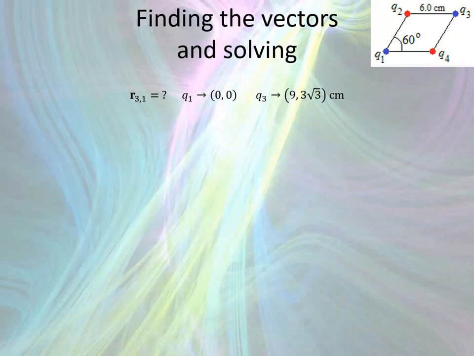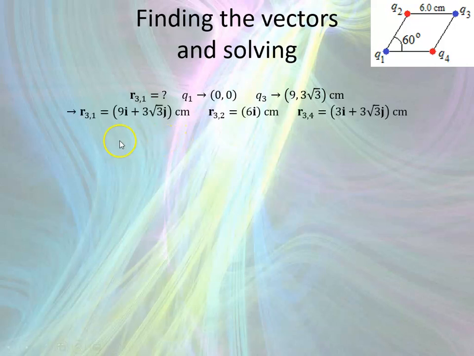So apparently the vector going from charge 1 to charge 3 is going to be 9 centimeters i vector plus 3 square roots of 3 centimeters j vector. And I factored out the centimeters there. The vector going from charge 2 to charge 3 is very easy, just 6 centimeters i. And the vector going from charge 4 to charge 3, well, 3 centimeters in the x direction, and then, as we mentioned already, 3 square roots of 3 centimeters in the y direction. So 3i plus 3 square roots of 3 j centimeters.